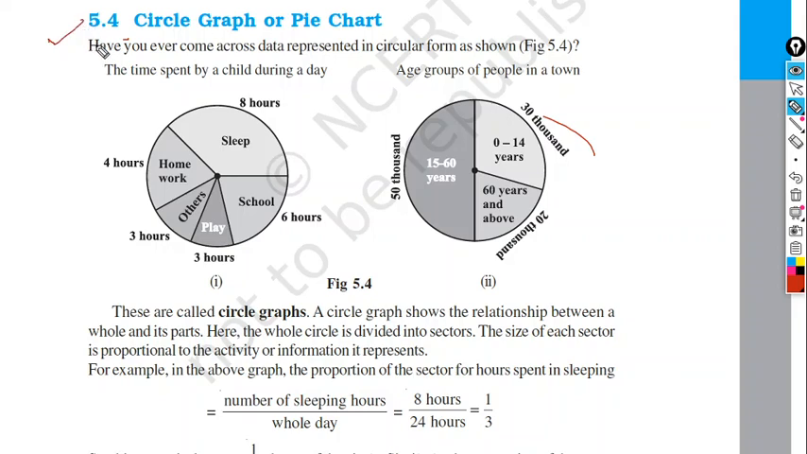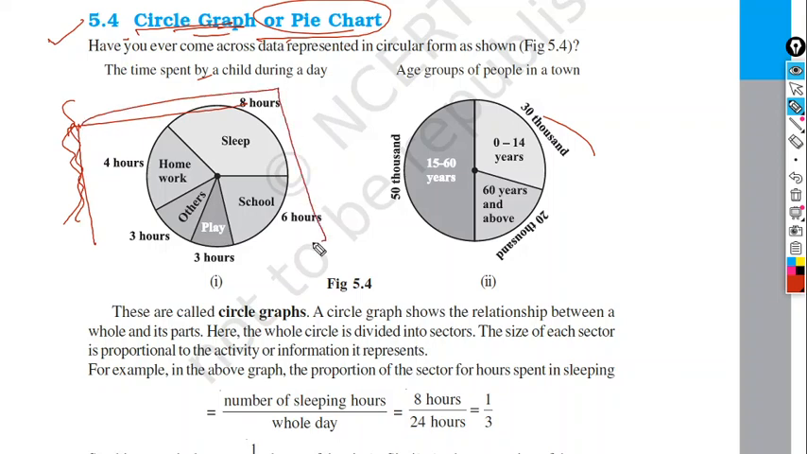So today we are going to learn about a new type of graph, that is circle graph or pie chart. Before going to pie chart, I think all of you must have seen this type of figure at least once, somewhere, like on TV or on paper. So let's look at this figure. What is this figure telling us?